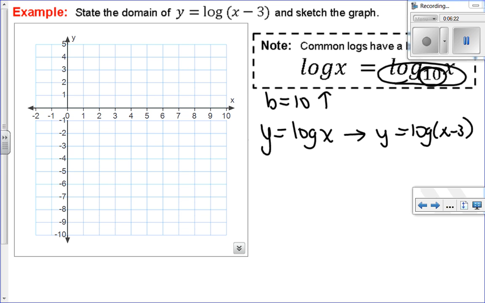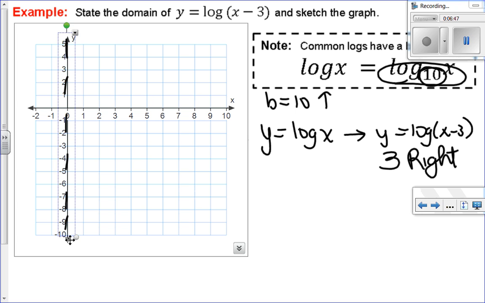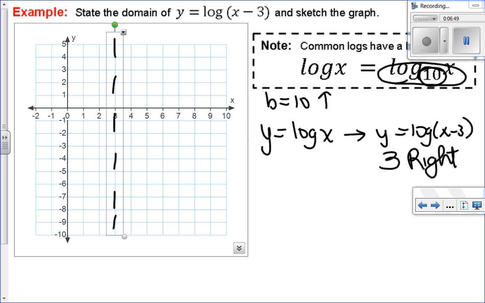Remember, horizontal lies. So this is a graph of the log function that has been moved 3 units to the right. So everything on the graph moves 3 units to the right. On my base graph, I have a vertical asymptote at x equal to 0. Well, because I'm moving it 3 units right, this also moves 3 units to the right. So I'm going to take this and move it 3 units to the right. So my vertical asymptote is going to be at 3.